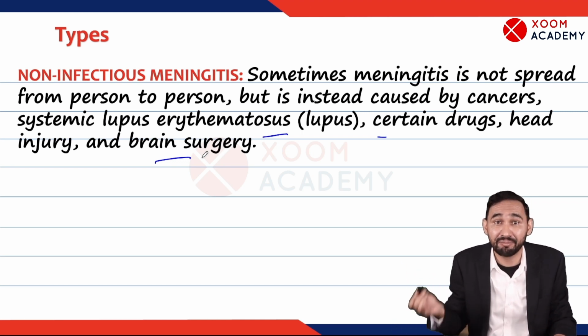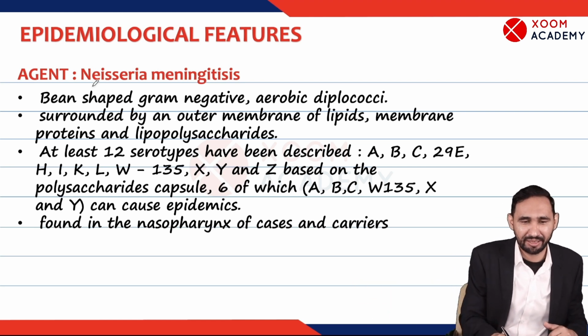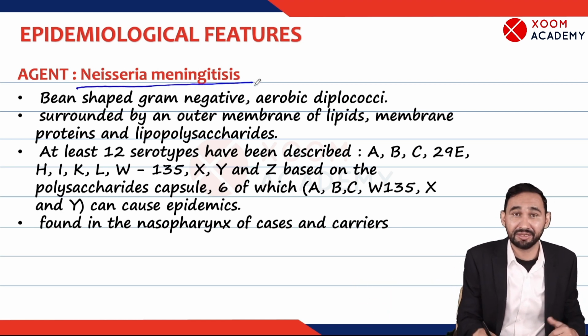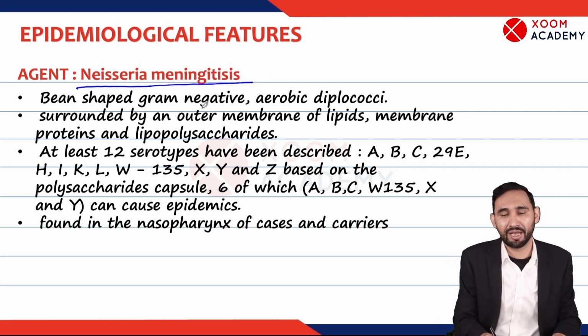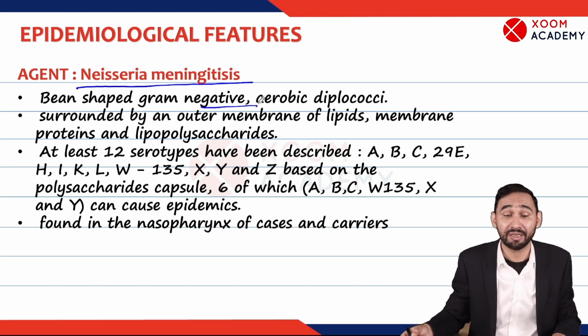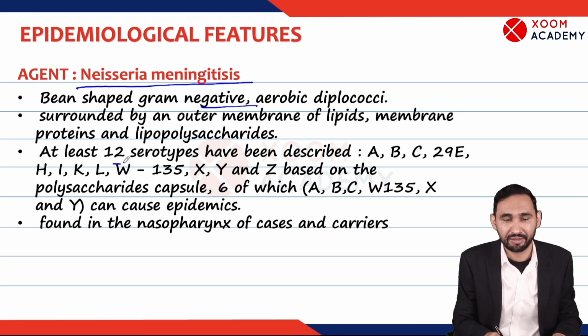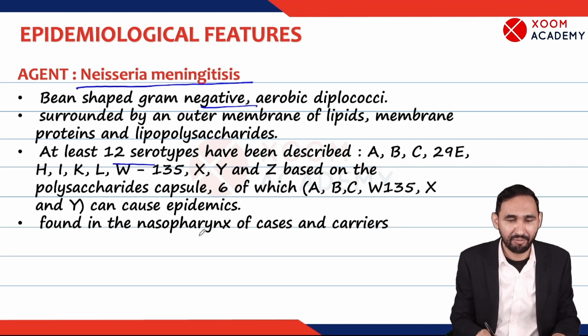Streptococci and Neisseria cause meningitis predominantly in children and in people of old age. What is the epidemiology? You have to remember the agent, Neisseria. This is the predominant agent that causes meningitis. It's a gram-negative diplococci. There are more than 12 serotypes which cause the disease. So things to remember: causative agent, gram-negative, aerobic diplococci. Then there are at least 12 serotypes, and a common MCQ: it spreads from cases and carriers.